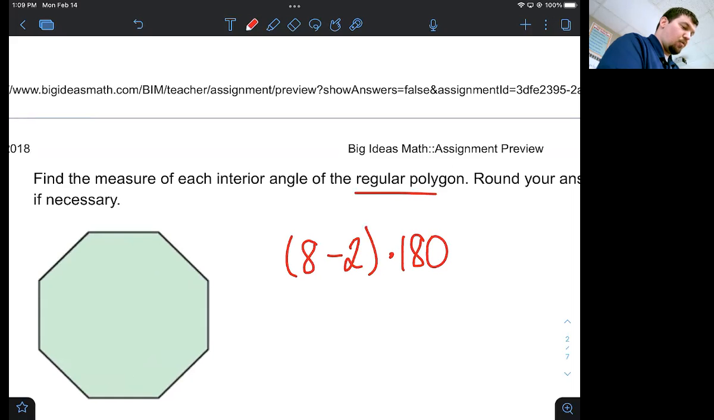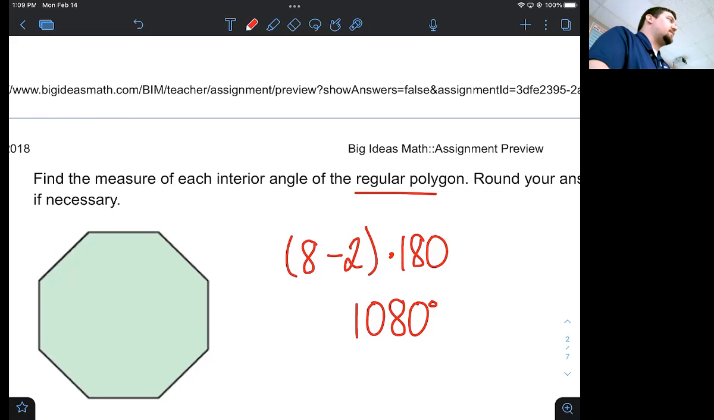1080 degrees in this octagon. How do I find the measure of each of these angles?